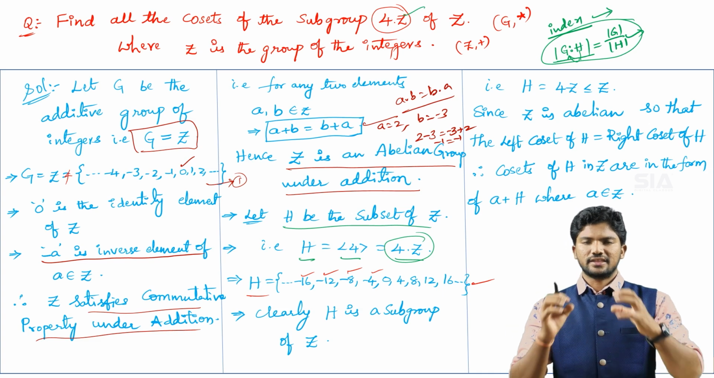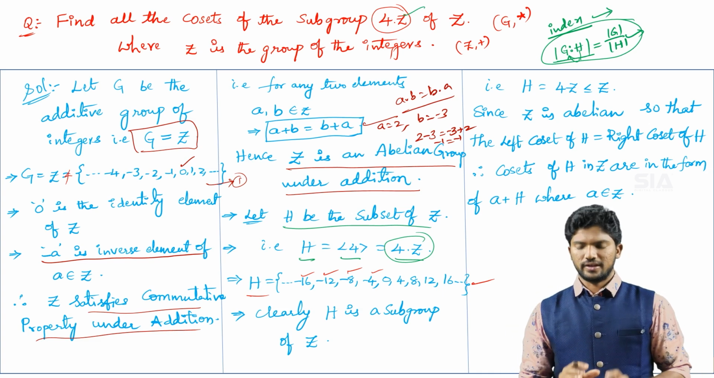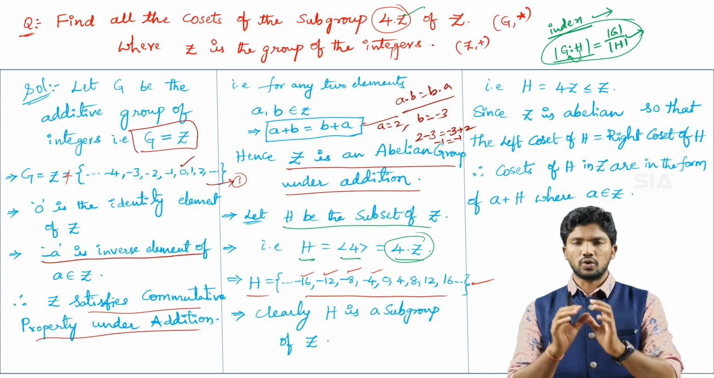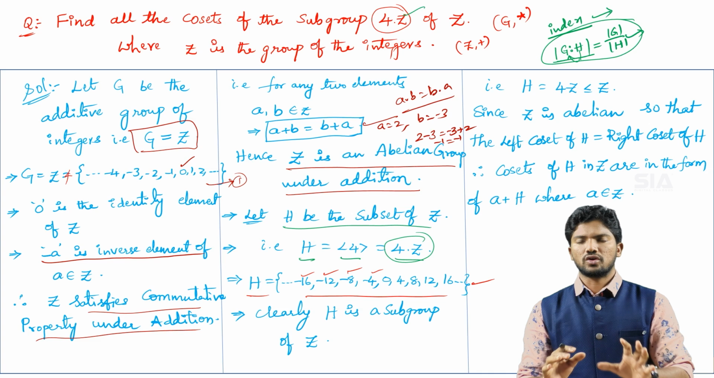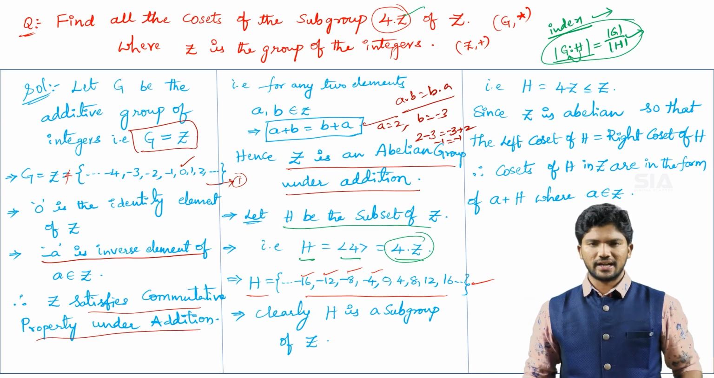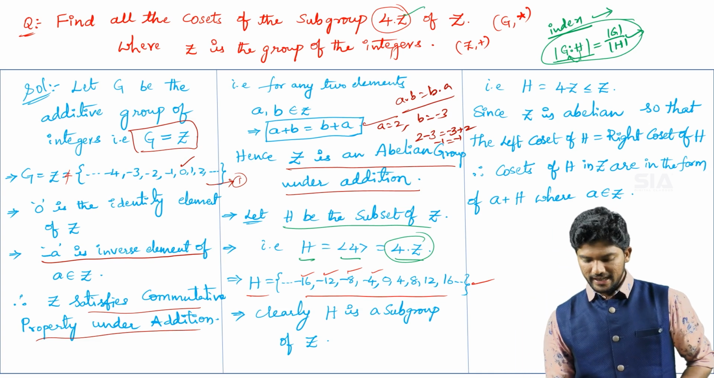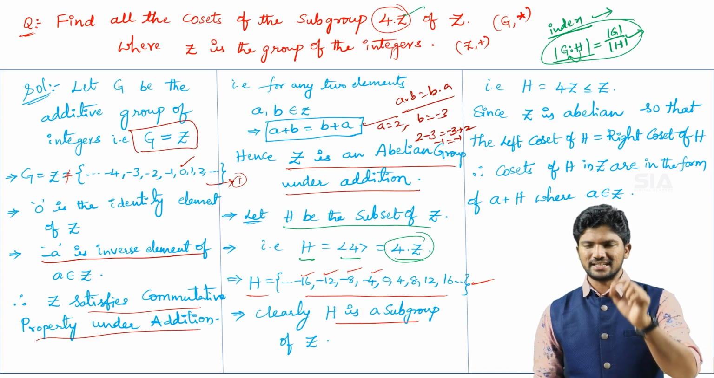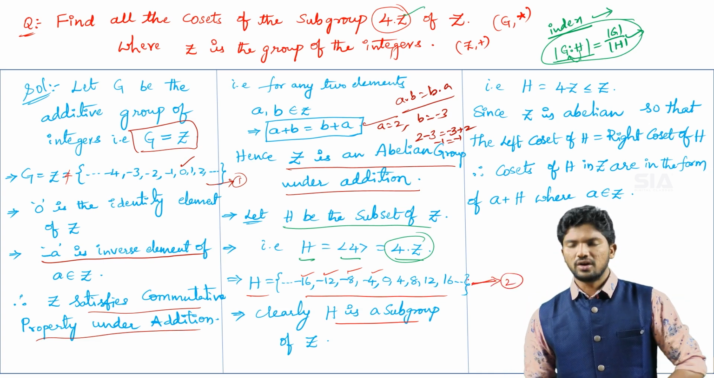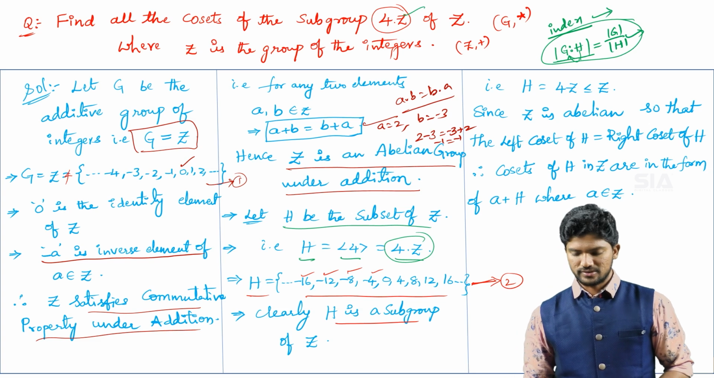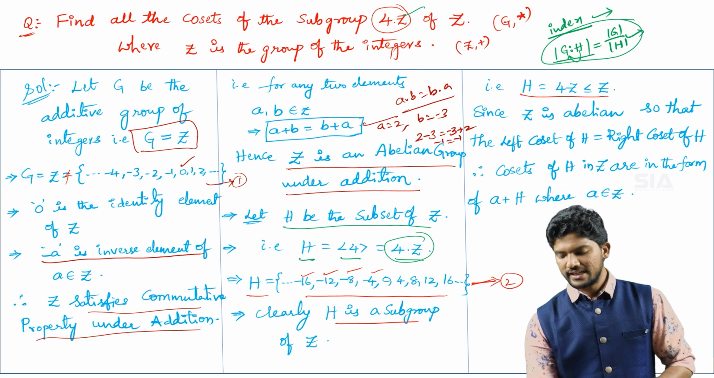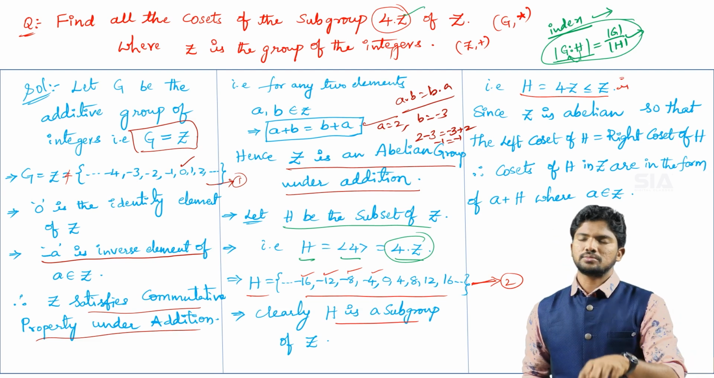That means the integers are multiplied by 4 only. This is a type of group. Not all integers are represented in it, only the multiples of 4. The rest of the elements do not exist in that group. Clearly, H is a subgroup. Why? Because Z contains all types of elements, but in equation 2 we have only multiples of 4. So H equals 4Z is less than or equal to Z, which is the subgroup symbol, meaning H is a subgroup.